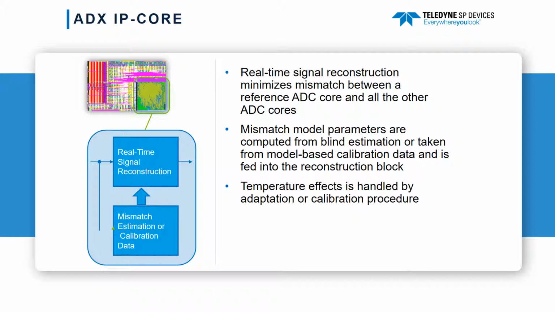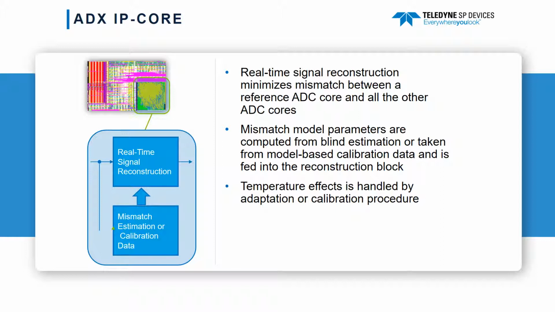In order for this reconstruction to produce an error-free signal out of the input signal containing mismatch errors, the real-time interpolator needs a model of the mismatch provided by one additional block. This block either estimates the mismatch model parameters using the ADC array output signal or contains calibration data stored in the production of the device. In order for the calibration to be efficient both in terms of hardware resources and in production, a so-called model-based calibration can be used that we will talk about later in this webinar.